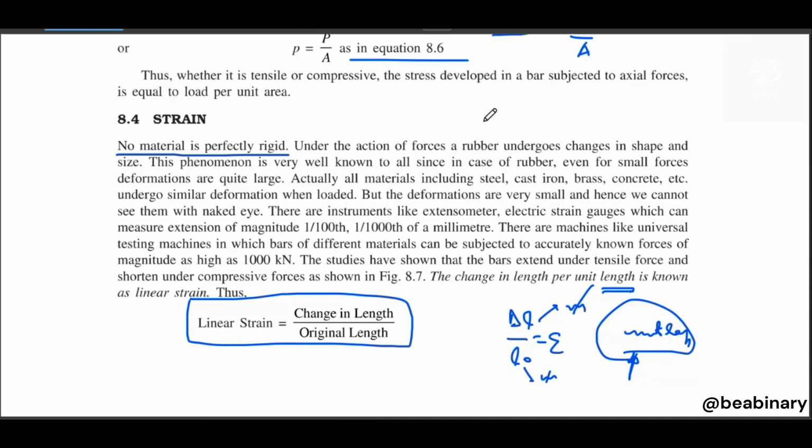Deformation means displacement or extension. Deformations are very small, and hence we cannot see them with the naked eye. So there are instruments like the extensometer and the electric strain gauge, which can measure extensions of magnitude like 1 by 100, 1 by 1000, 1 by 10,000 of a millimeter.